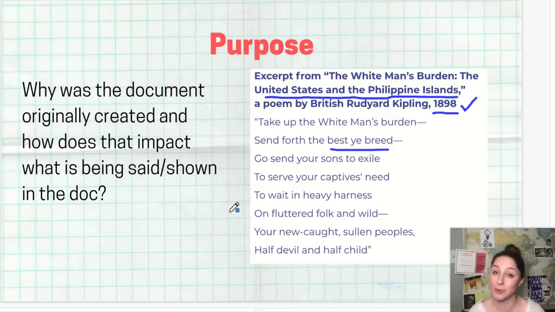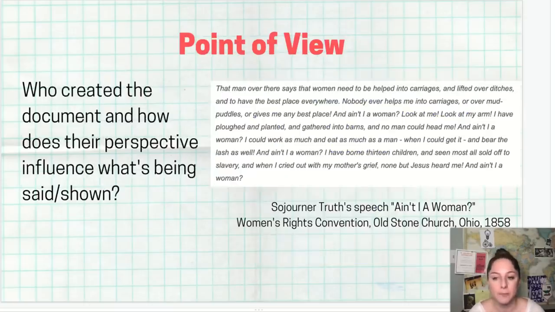Making them feel really important and also exaggerating the negative aspects of the people there and why it's important that they be subjugated. Now, finally, we have point of view, which is the one I think a lot of students really like to do. That makes sense. I think it's the most straightforward as long as you know who the author is.